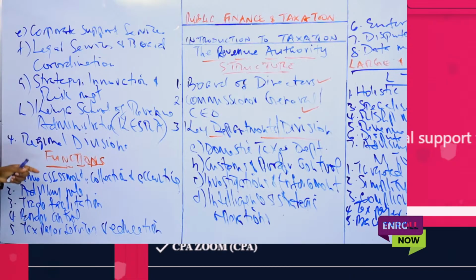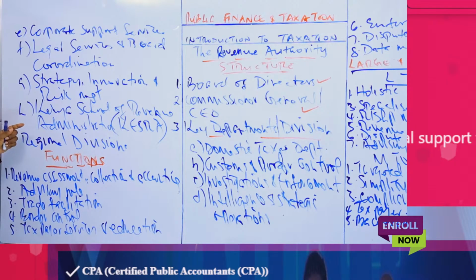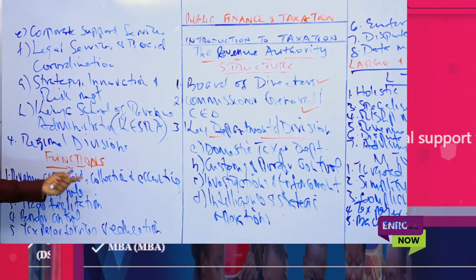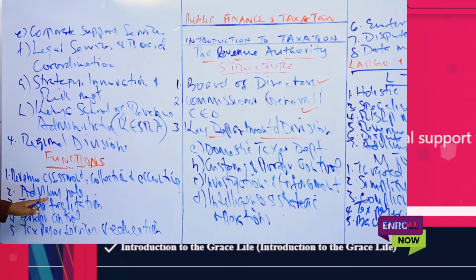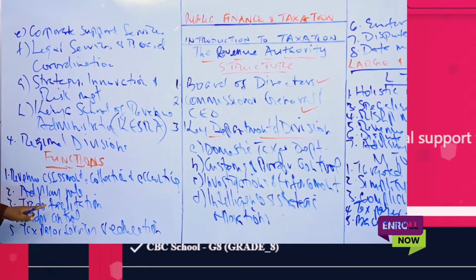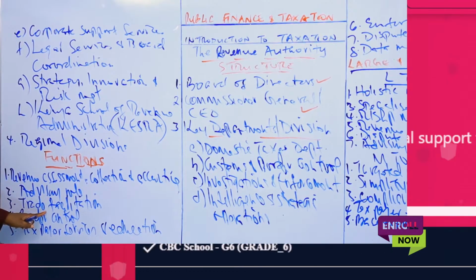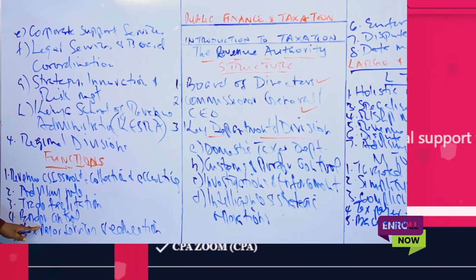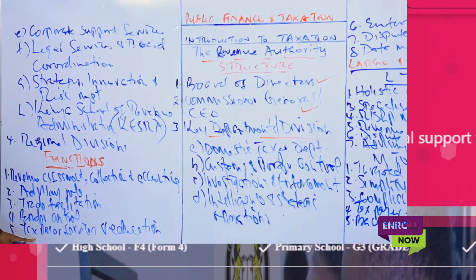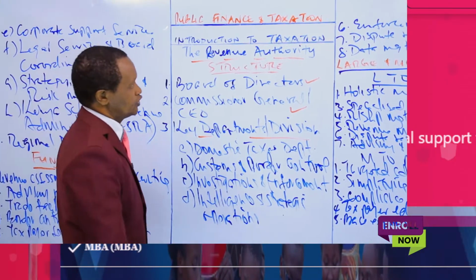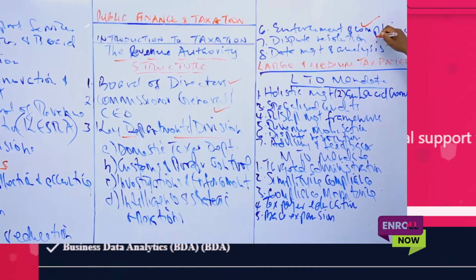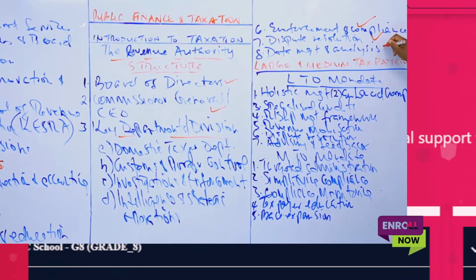Then we've also analyzed the functions of the Kenya Revenue Authority. One is the revenue assessment, collection, and accounting. Number 2, the authority has an administrative role. Number 3, trade facilitation. Number 4, border control. Number 5, taxpayer services and education. Number 6, we have enforcement and compliance. Number 7, dispute resolution. 8, data management and analysis.